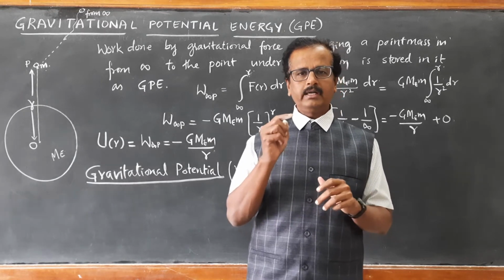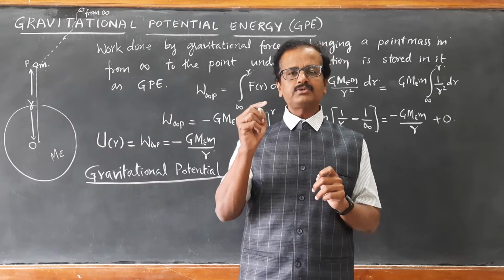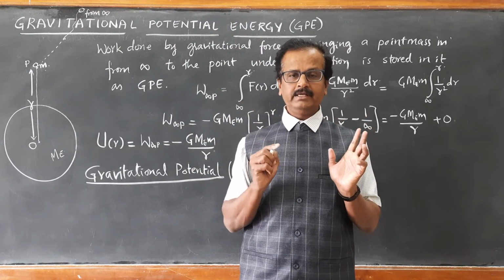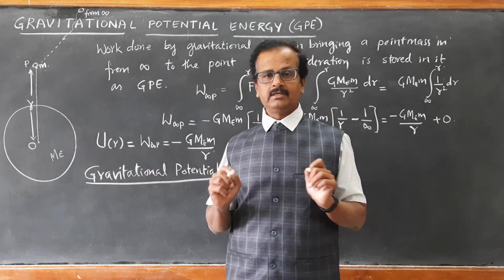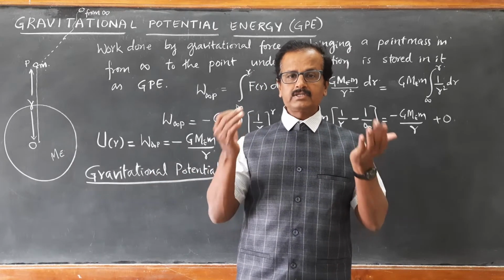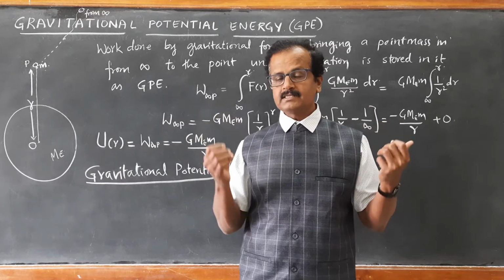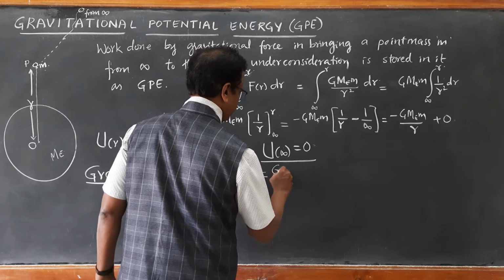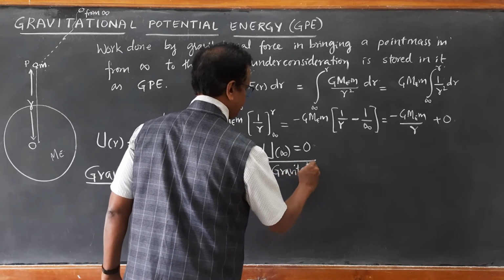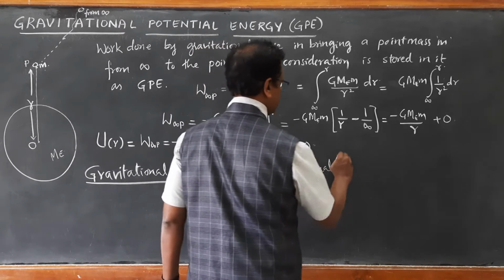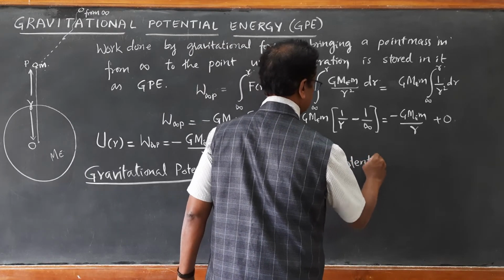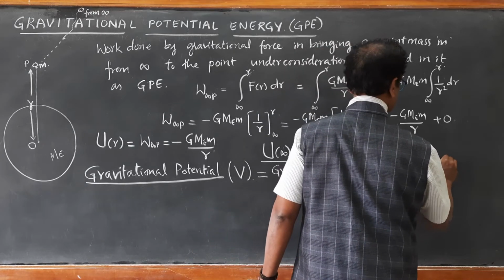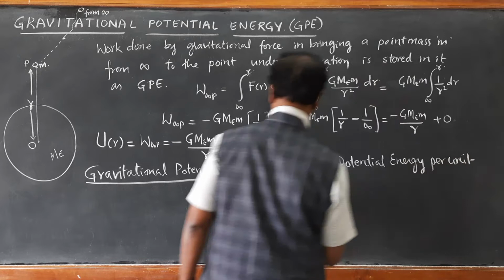Right? Because work done by the gravitational force in bringing a unit mass from infinity to the point under consideration is called gravitational potential, which is also equal to gravitational potential energy per unit mass. So this I can write as gravitational potential energy per unit mass.